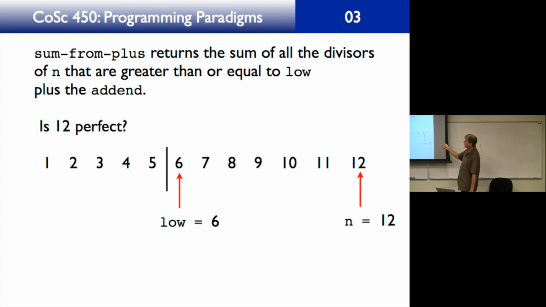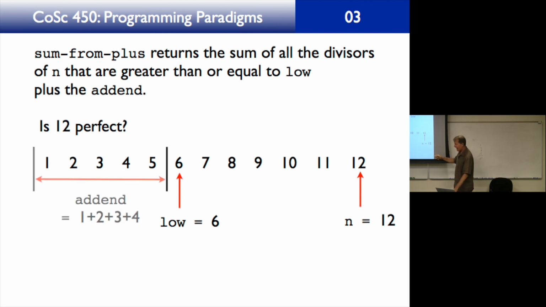Now tell me, if low equals 6, then what is it that we're calculating? Sum from plus returns the sum of all the divisors of 12 that are greater than or equal to what? 6. So it's the sum of all the divisors of 12 that are greater than or equal to 6, but then it's going to do what? Plus the addend. So what is the addend going to be? The addend is going to be all of this, the part, and in this particular case, what is the addend going to be?